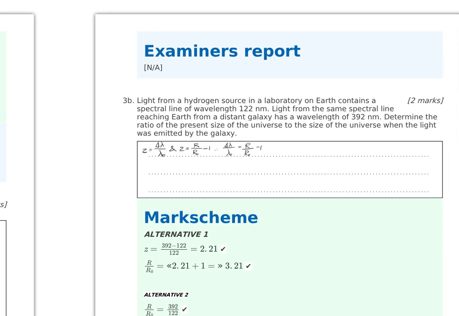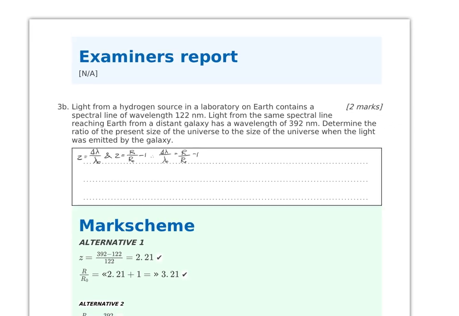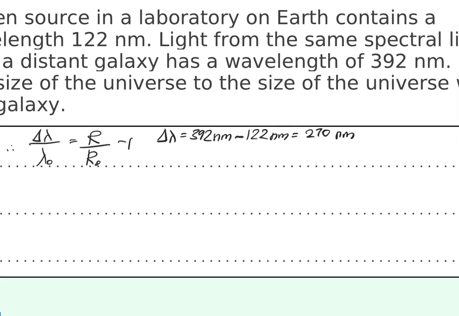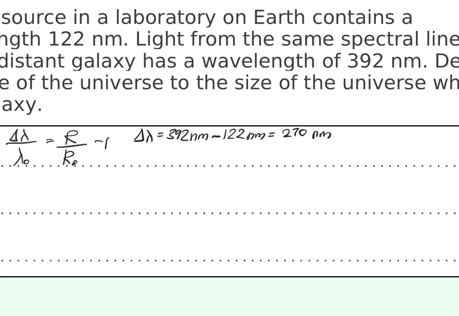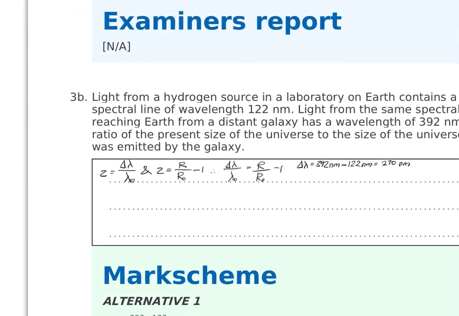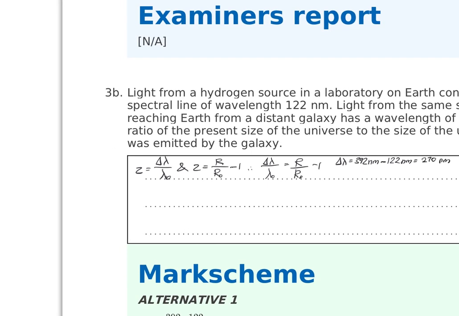And we have the original wavelength from the source that corresponds to 122 nanometers, but the redshifted line is 392 nanometers. So 392 minus 122 is 270. And then we have 270 over 122.